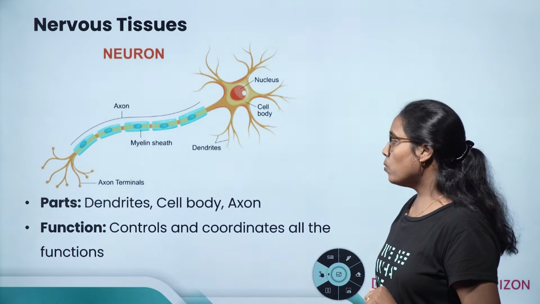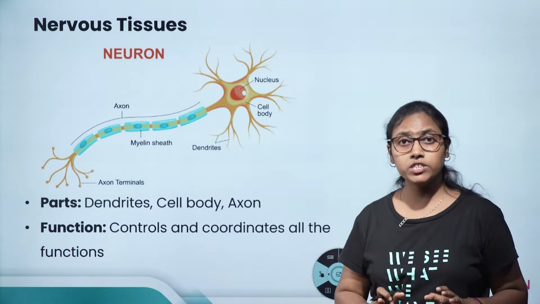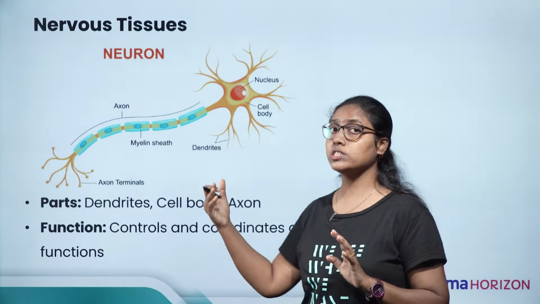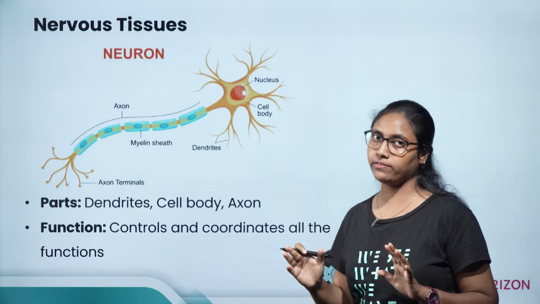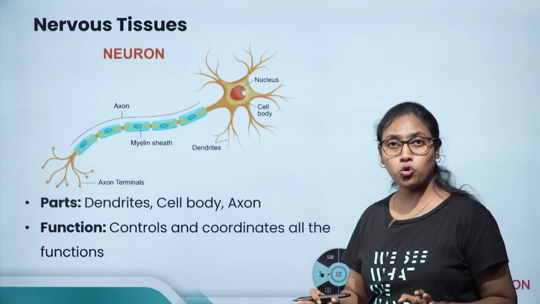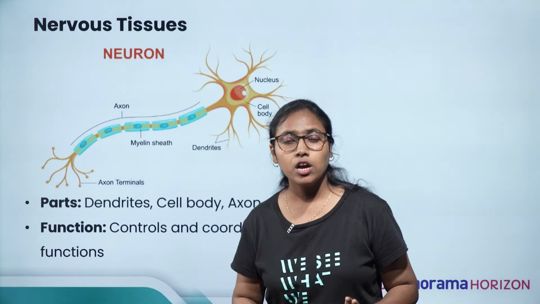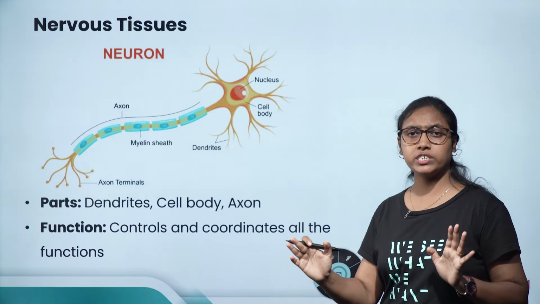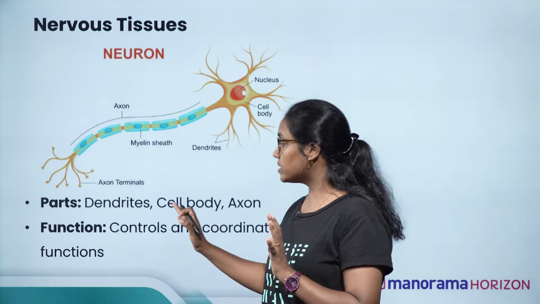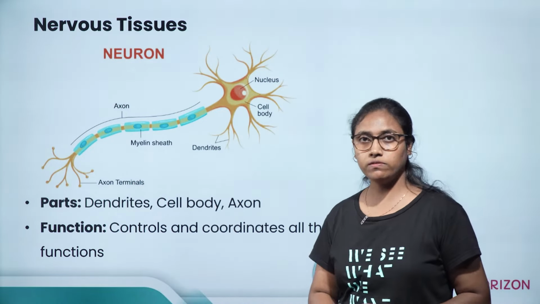Okay, now what is the function? Now you can see here this nervous tissue composes the brain, spinal cord, everything. Hence they help in controlling and coordinating all the functions in our body. Whatever function takes place in our body, everything is controlled and coordinated by these nerve cells.